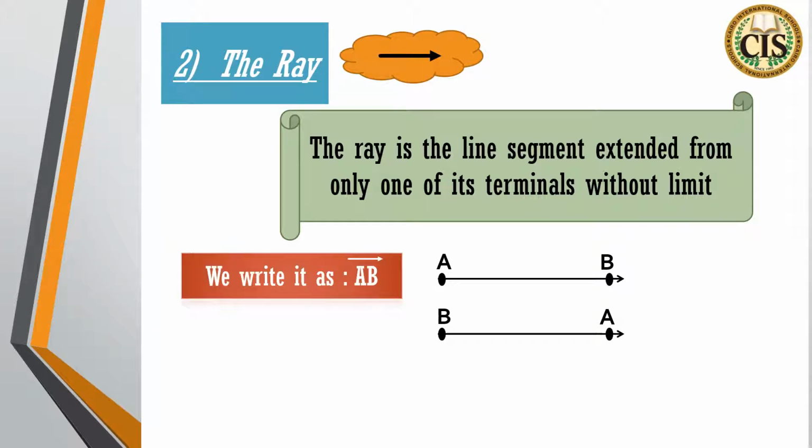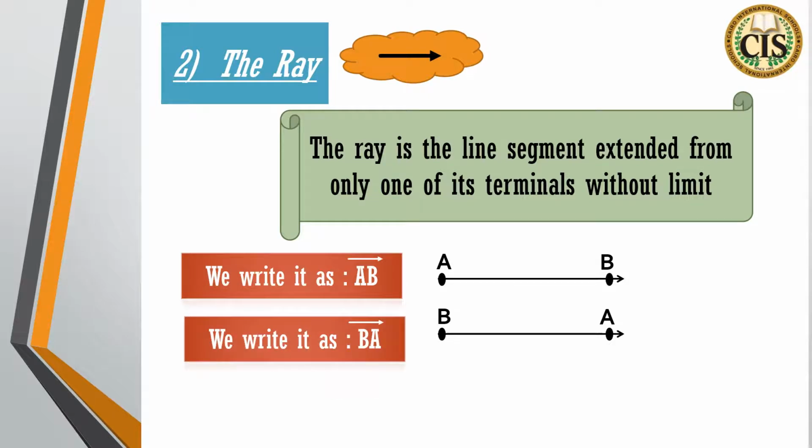If the line segment AB is extended from its terminal A without limit in the straight line, we will get the ray BA, which starts at B and passes through the point A, and we denote it by the symbol BA. And we can write it as BA.